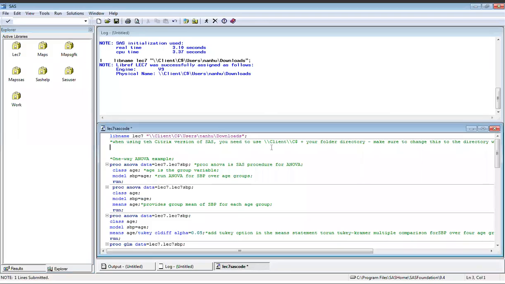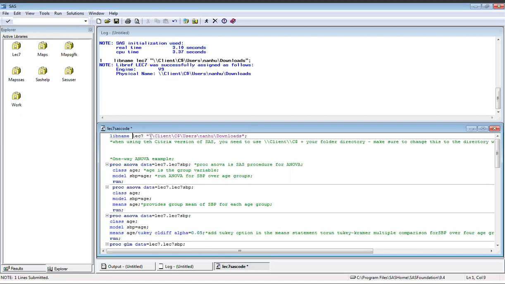All right. And this one is the demonstration of the examples using SAS. So here, I demonstrate this using the ELABS version or the Citrix version of SAS 9.4. And first of all, I specify a working directory by creating a library called Lecture 7, LEC7, and then I specify the directory.